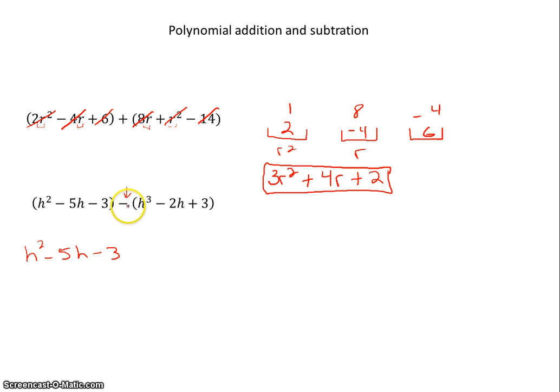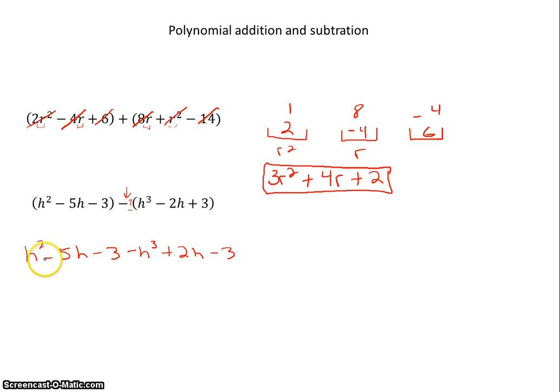This one, however, is telling me that I have a -1 times everything inside these parentheses. So I'm going to go ahead and multiply that. Minus h cubed. -1 times a -2h is a positive 2h. -1 times a positive 3 is a -3.